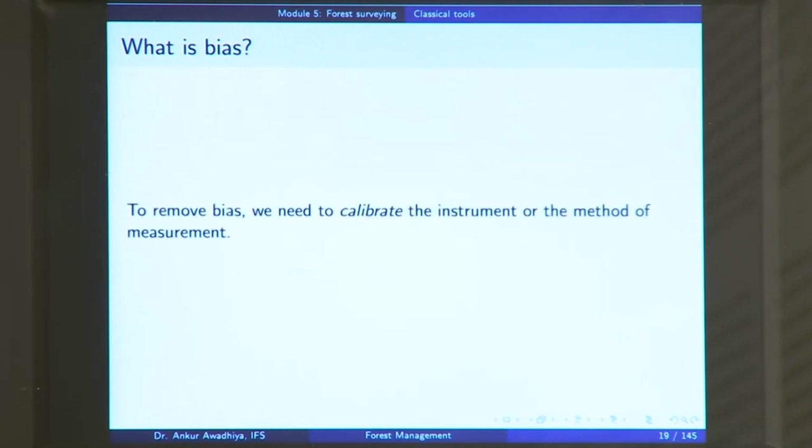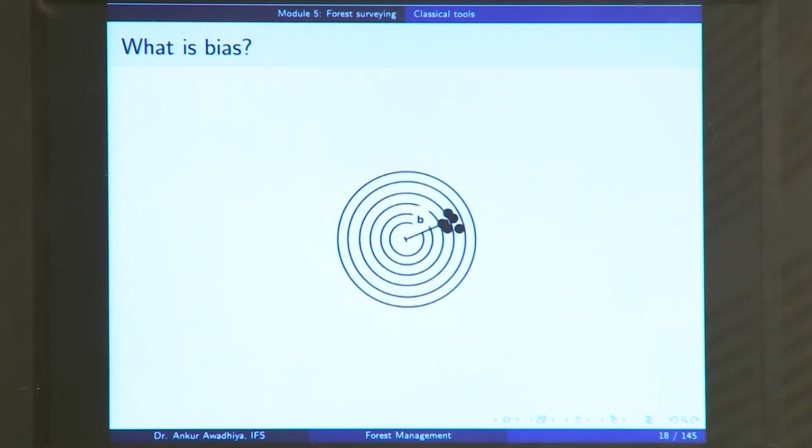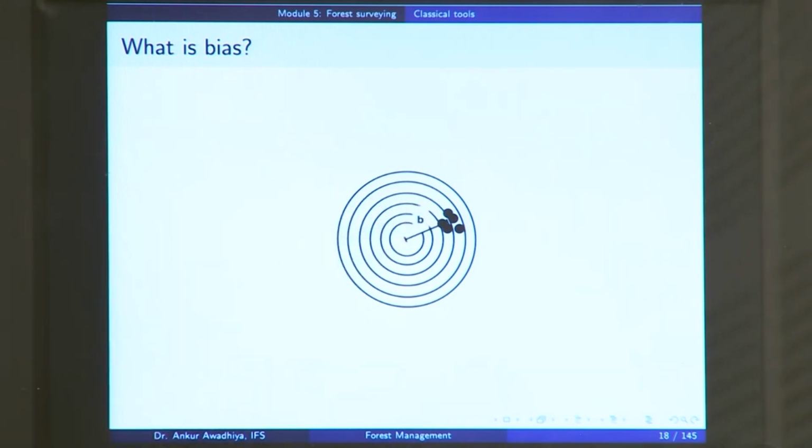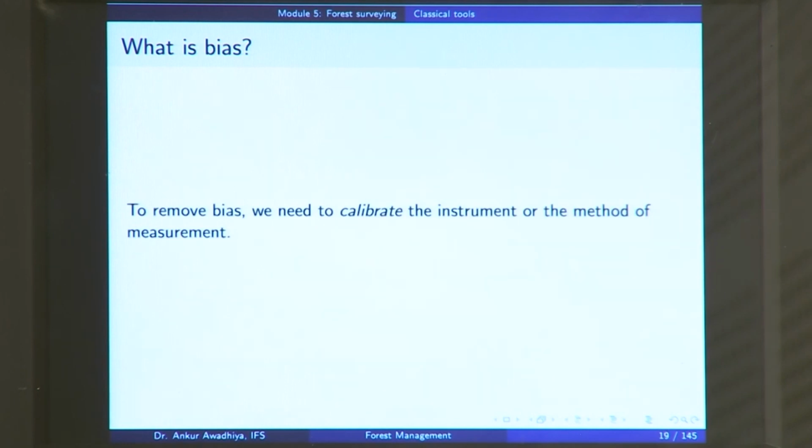And to remove the bias, we may need to calibrate the instrument. So, in this case, what is happening is that the shooter is taking very precise shots, but probably the bore of the gun was such, or the barrel of the gun was such, that it was giving a bias, it was always shooting towards the top right. So, if the shooter calibrates the instrument, he or she will be able to get not only precise values, but also accurate values. So, bias can be removed by calibration of the instrument or the method of measurement.